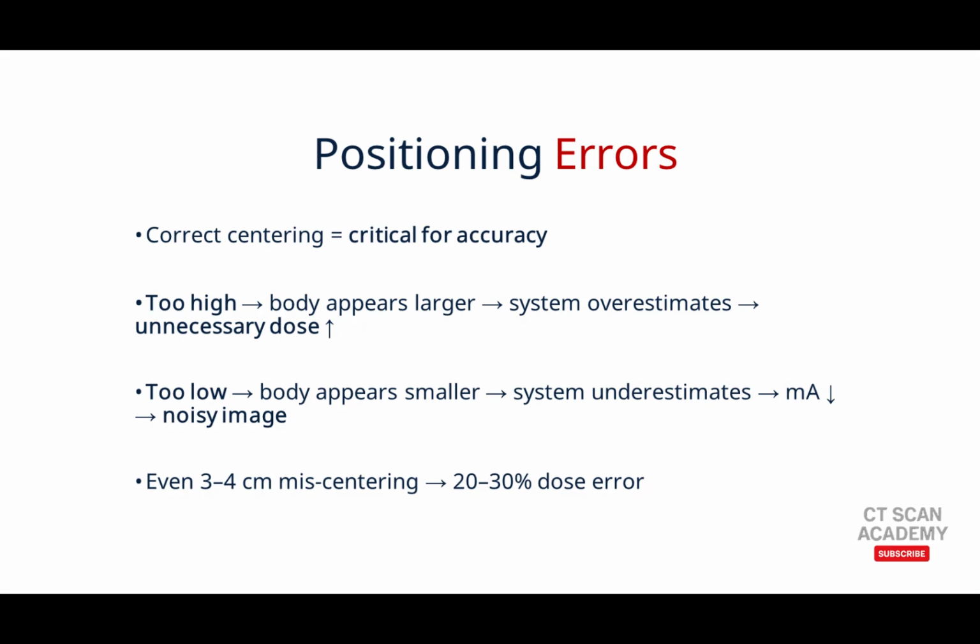Accurate patient centering at the gantry isocenter is critical for DoseRight and other automatic exposure control systems to function correctly. Off-centering influences the apparent patient thickness on the SurView and can produce substantial dose errors and inappropriate milliampere modulation. Always check centering and ensure a good quality SurView before scanning.